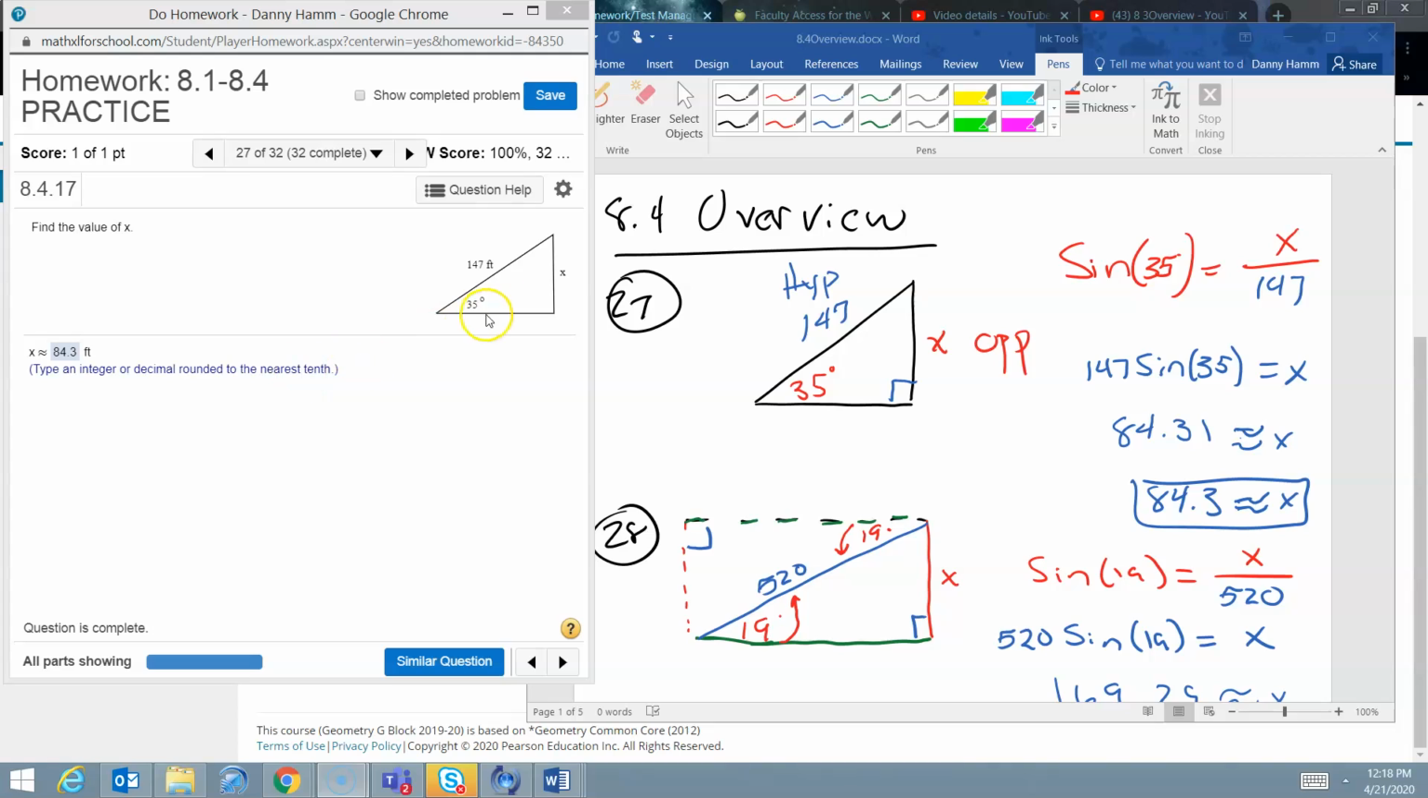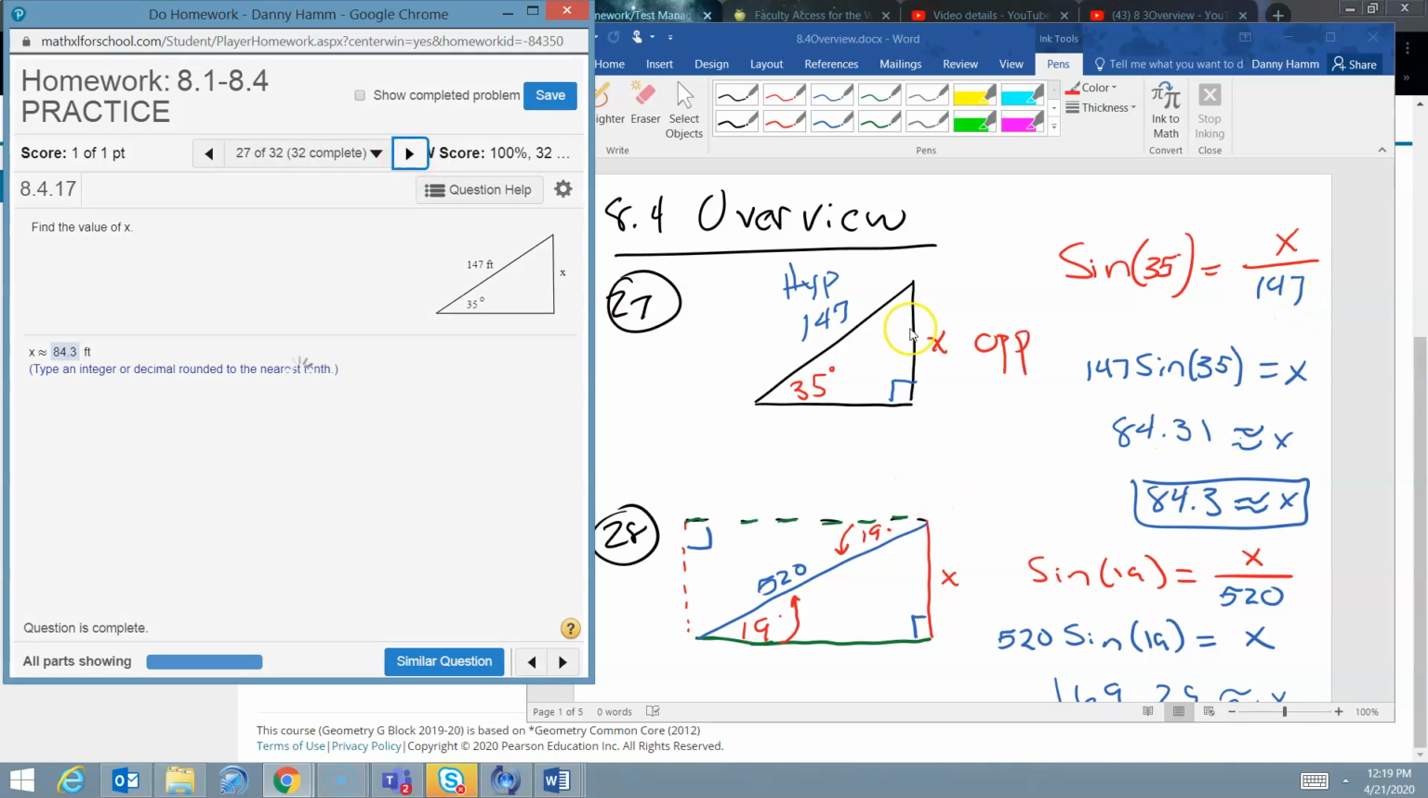So number 27, we are given this angle, and we're just simply going, that is our opposite side. We're also given this side length, which is the hypotenuse, OHO. So we're using sine. So sine of 35 is equal to x over 147. We cross multiply, bada boom, bada bing, on we go.